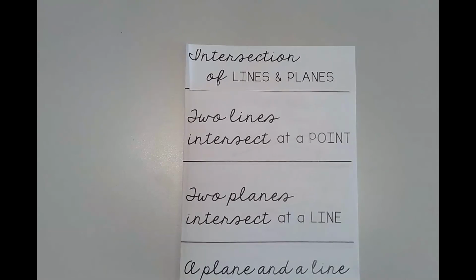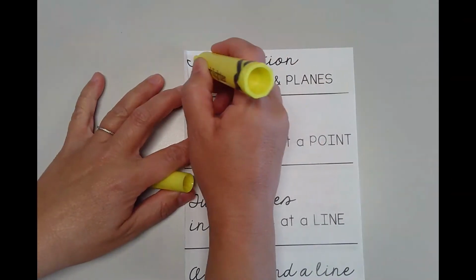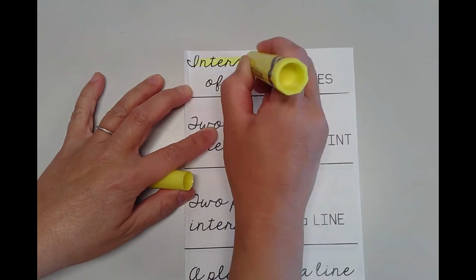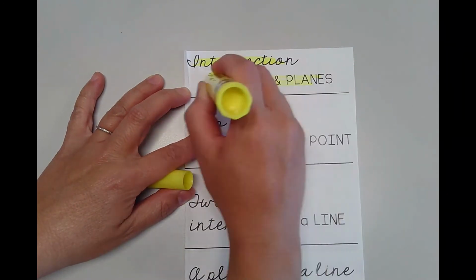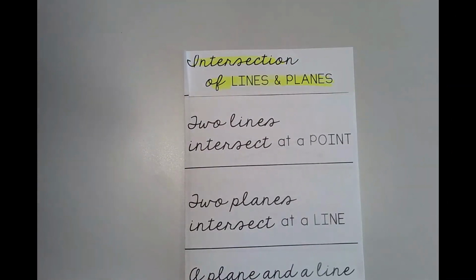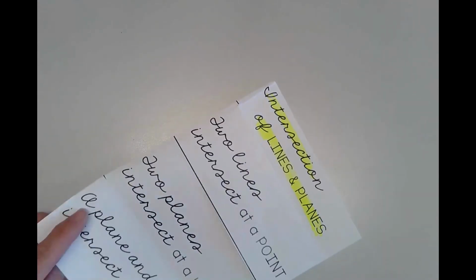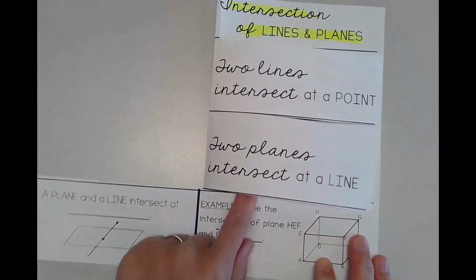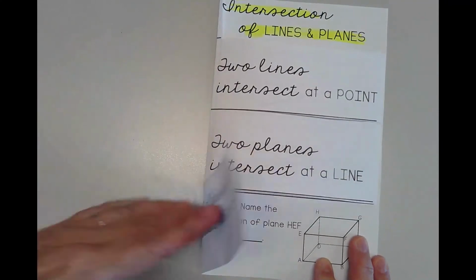So the title is Intersection of Lines and Planes. So when we have lines and planes and all that stuff that's intersecting together, where do they intersect? What does it look like? So the first one is if we have, and again, you can cut your little doors here. You don't have to. But if you like to have the little doors for if you're studying and you only want to kind of peek at one thing at a time, you can cut your little doors so that they open like that. You can do one at a time if you want.